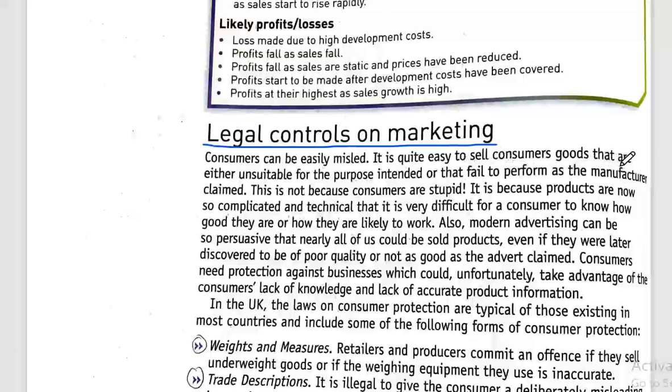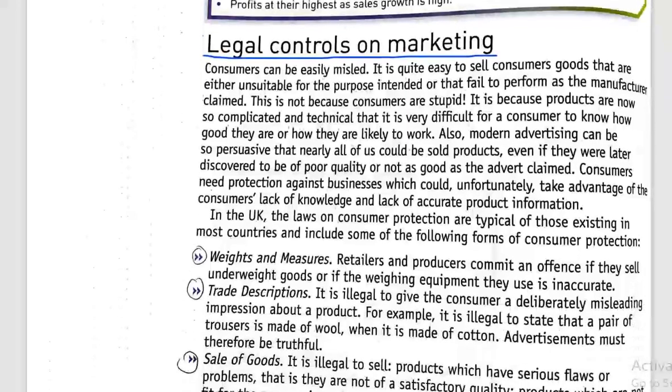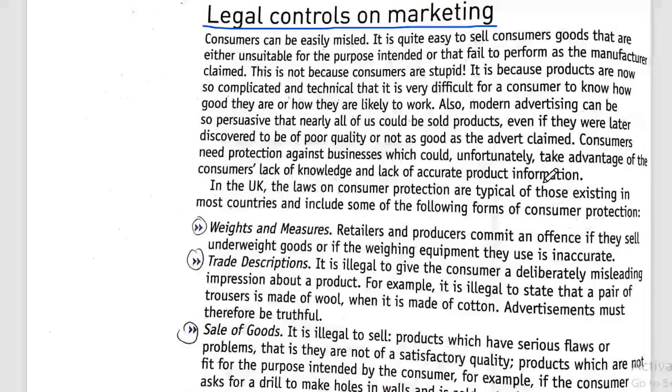It's quite easy to sell consumer goods that are either unsuitable for the purpose intended or that fail to perform as the manufacturer claimed. This is not because consumers are stupid. It is because products are now so complicated and technical that it's very difficult for a consumer to know how good they are or how they are likely to work. Also, modern advertising can be so persuasive that nearly all of us could be sold products, even if we later discover them to be poor quality or not as good as the advert claimed. So these are the situations that might face the consumer, buying something that he thought was one thing, and it turned out to be something else.